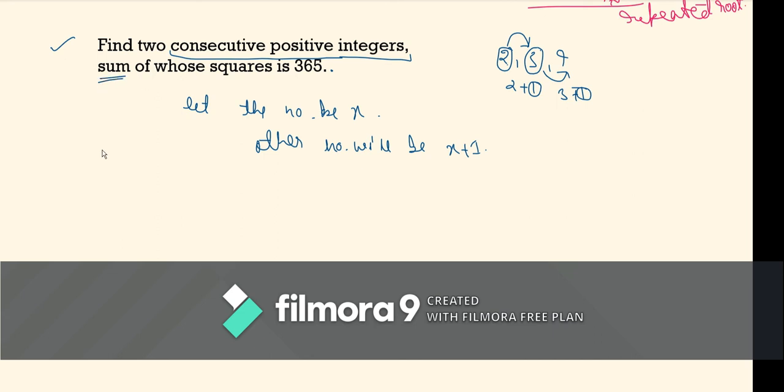I was confused about how the question is written. So sum of whose squares means square them like this, and is equal to 365.